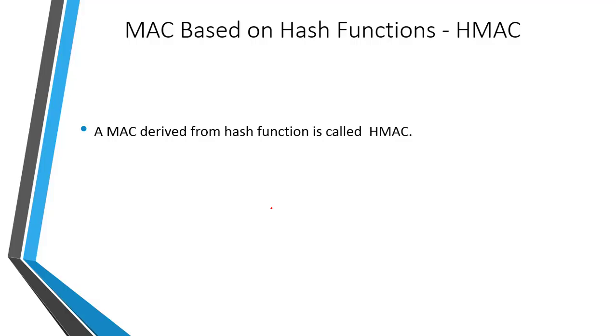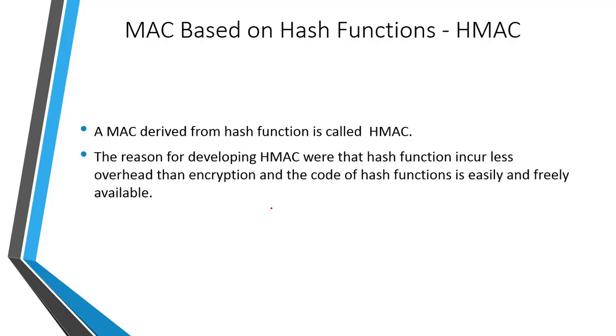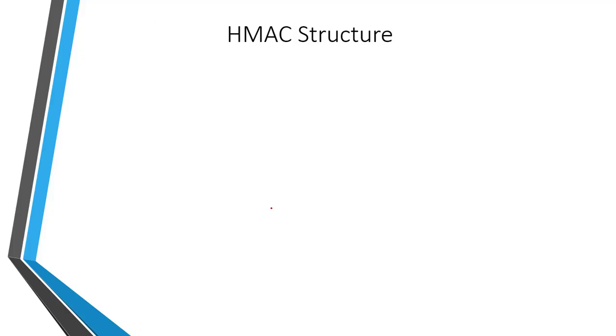A MAC derived from the hash function is known as an HMAC. The reasons for developing HMAC were that hash functions incur less overhead than encryption and the code of the hash function is easily and freely available. So we have established the HMAC algorithm. So this is the HMAC structure.